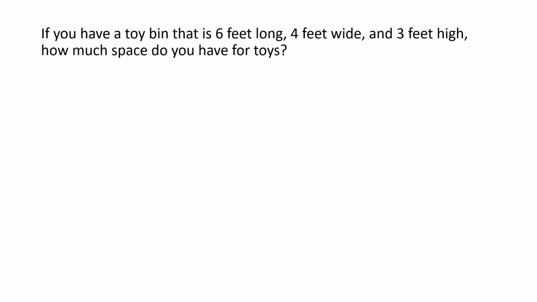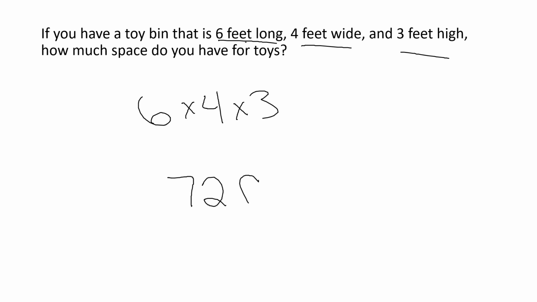All right, if you have a toy bin that is 60 feet, no, not 60, that'd be huge, 6 feet long, 4 feet wide, 3 feet high, how much space do you have for toys? Well, here is your length, width, height. Length times width times height. 6 times 4 times 3, that is 72 feet. Remember, it's three-dimensional, so cubed.